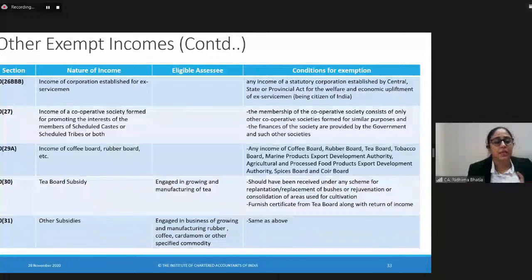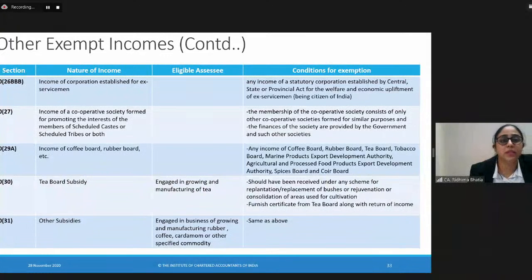Now section 10 clause 30. Section 10 clause 30 and section 10 clause 31 talk about subsidy, but 10(30) is specifically for the tea board and 10 clause 31 is for other subsidies. Other subsidies, like if you're into growing or manufacturing of rubber, coffee, cardamom, or specified commodity, government gives you subsidies. That subsidy has to be treated as income. But if it's a tea subsidy, you will get it as an exemption under section 10 clause 30.